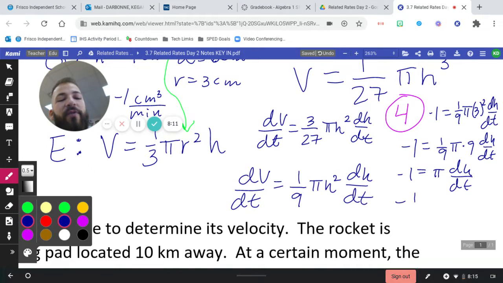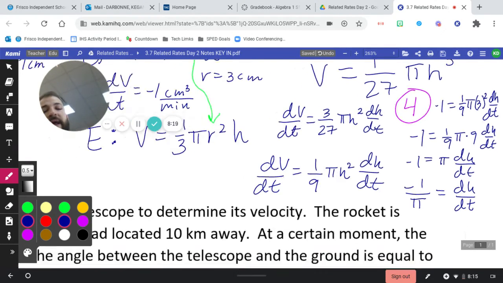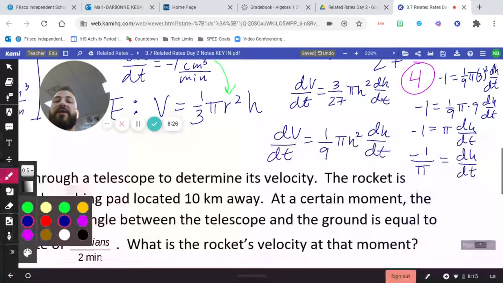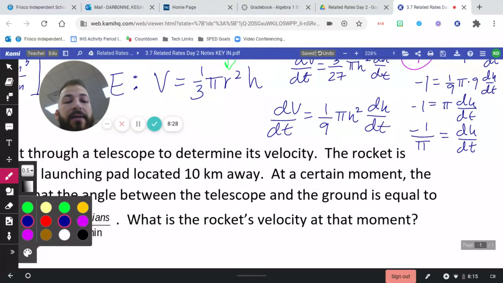which means -1 over pi is equal to dh/dt. And then I do need to add in some units, so it's the rate the height is changing. Height is just measured in centimeters, so this would be centimeters per minute. And that would be it.